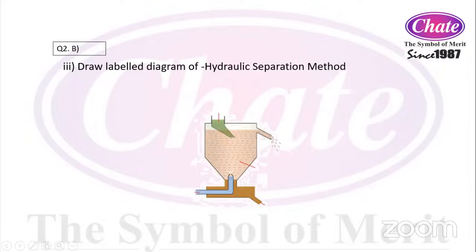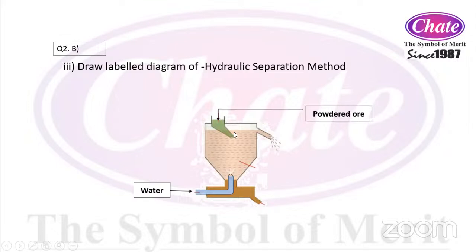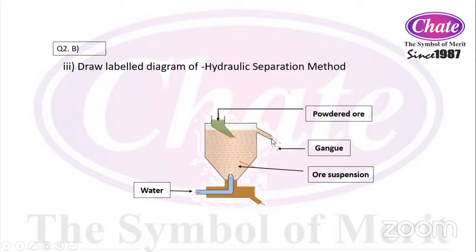So now I'm going to label it. You can see this, the water. That is the inlet for the water. The next one is the powdered ore. We pour the powdered ore from the top. This is a tapering pot, or we can say equipment. Then the ore suspension is there. And the gangue will come out from the top. As well, the very important, the concentrated ore we can obtain from the bottom of this system. So by this hydraulic separation method, we can obtain this.